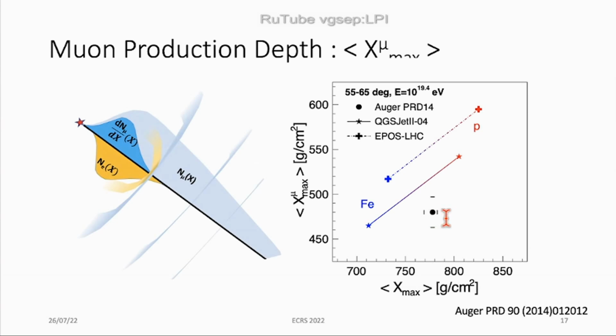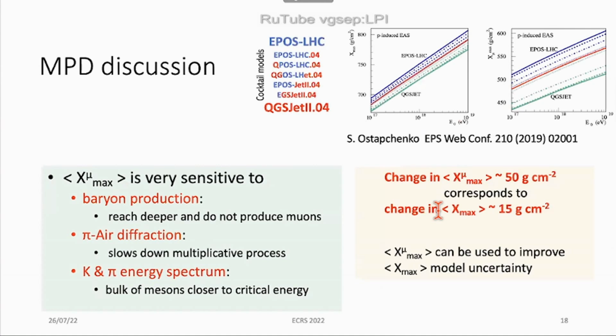So we have here the Auger point, and we have here the predictions of all the compositions in between iron and proton for two hadronic models. So all the possible compositions are here at this energy, 10 to the 19.4. And we see that there is a difference with respect to predictions. And we believe that the problem comes from the X mu max, because as I said, we trust more for composition the prediction of X max. So probably X mu max, the production depth of muons, is wrongly predicted by models.